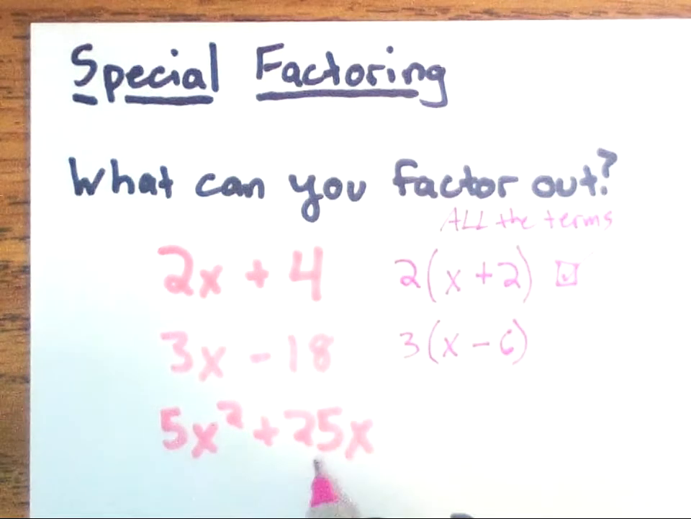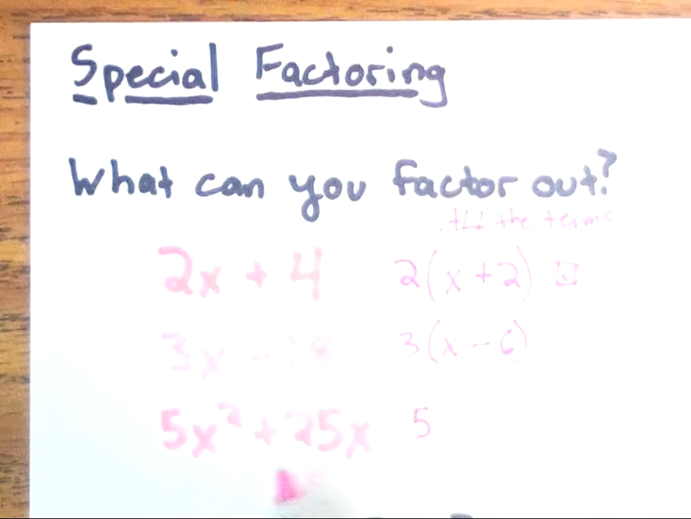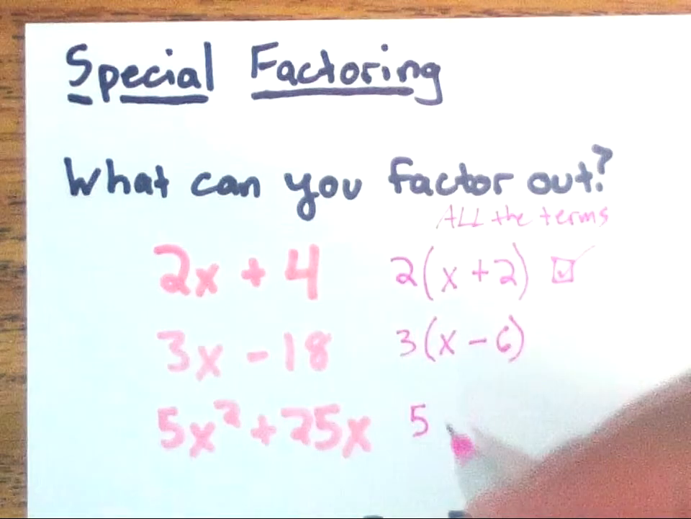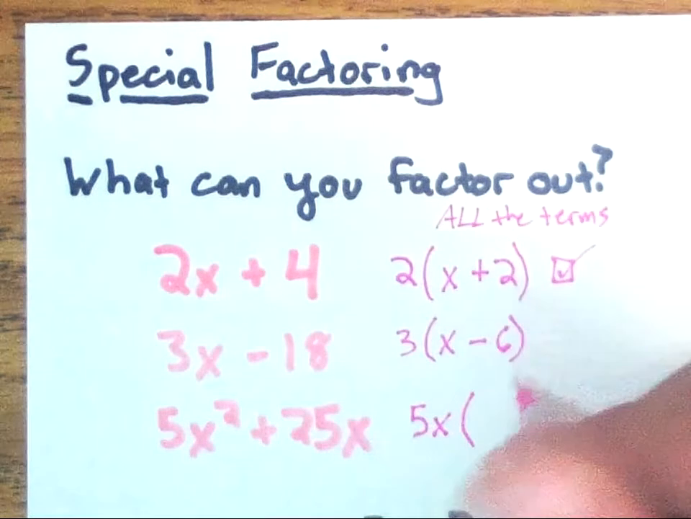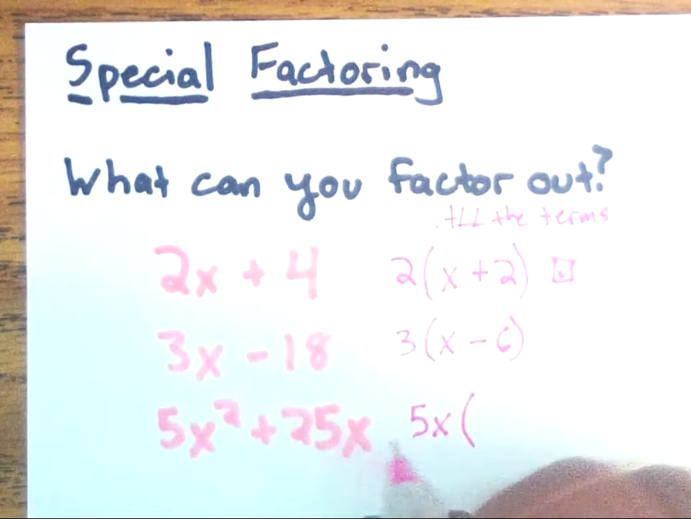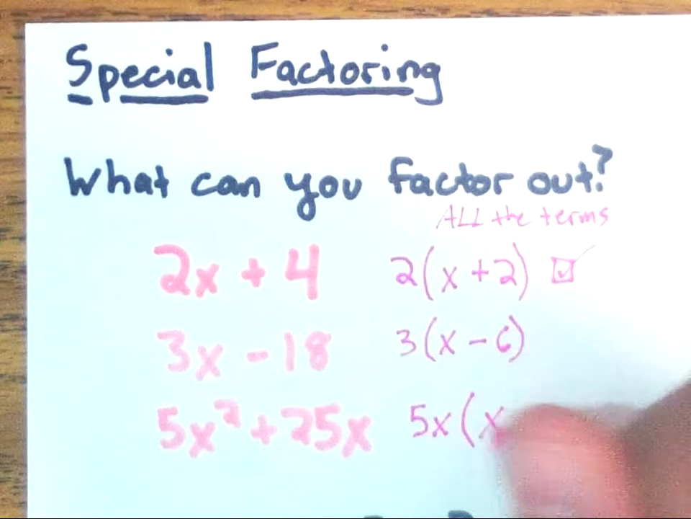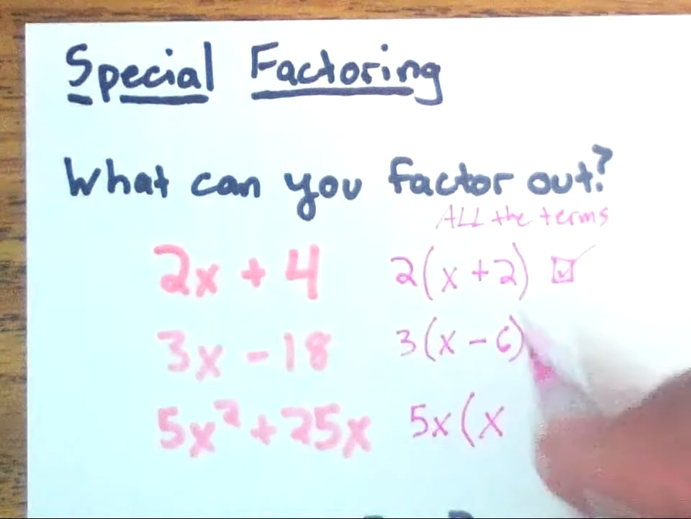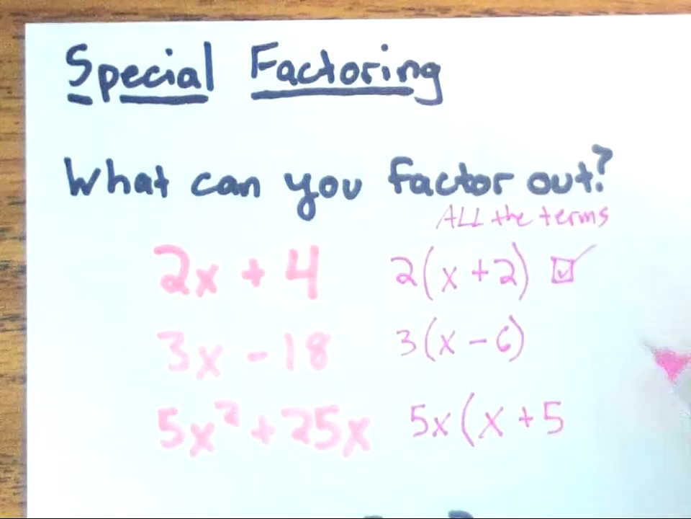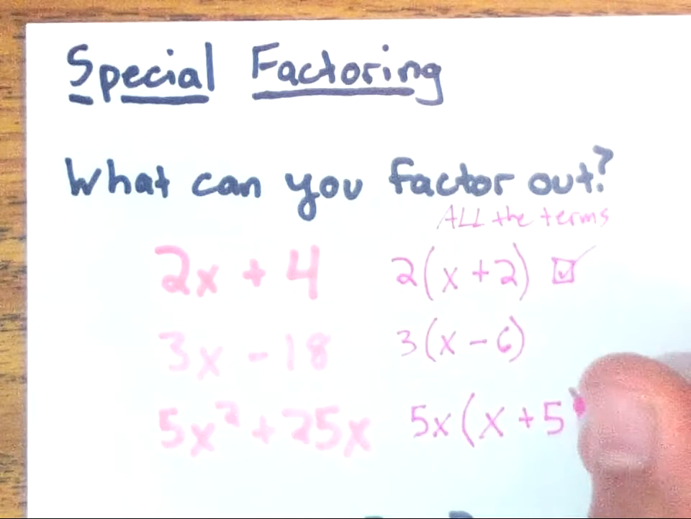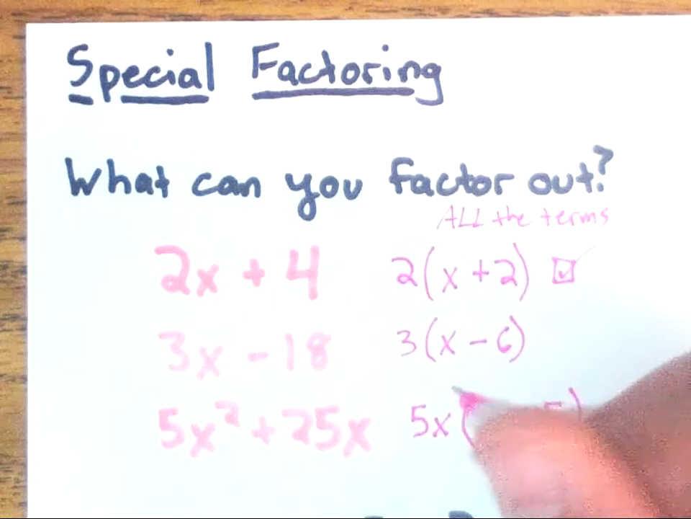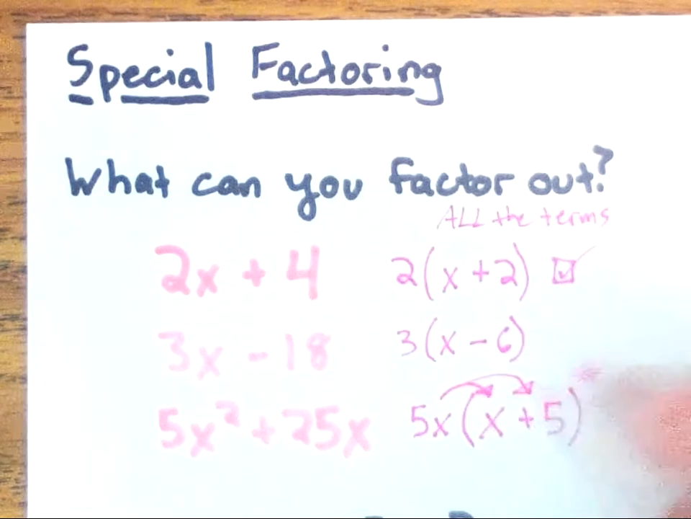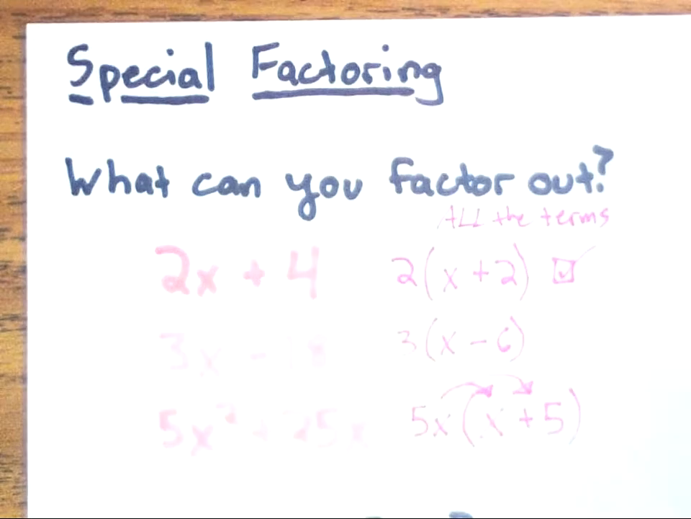It's not limited to just numbers as well. For instance, again, we can take out a 5 here, but we can also remove an x from both. So we can take out 5x. 5 divided by 5 is just going to be 1. And x squared, take away an x, is just x. And over here, 25 divided by 5 is 5. And x divided by x would disappear. And again, if I wanted to check it, I could just very quickly distribute this back out and see that 5 times that would be 5x squared, and then 5 times 5 is 25x.